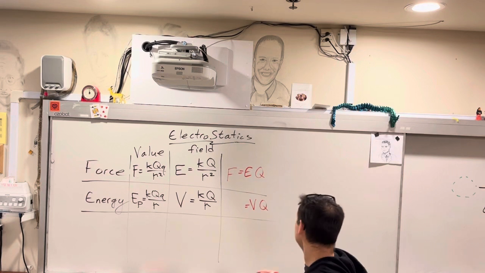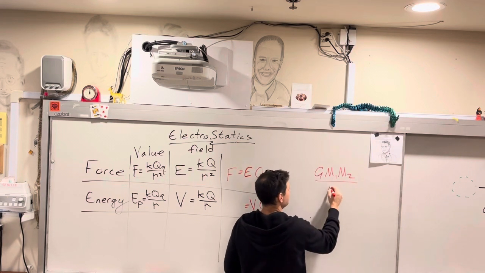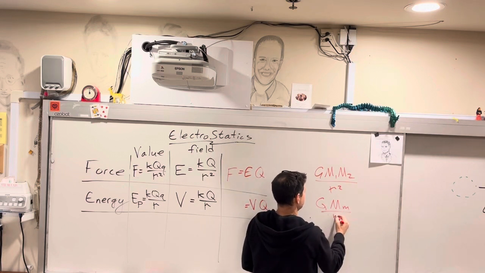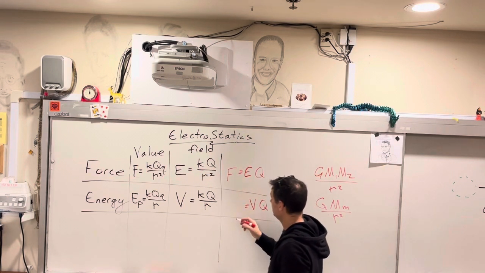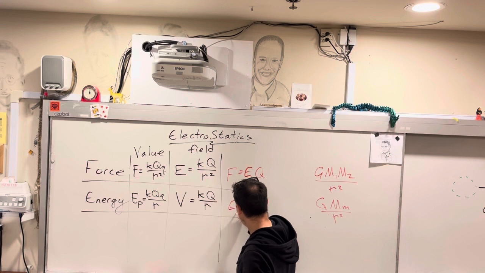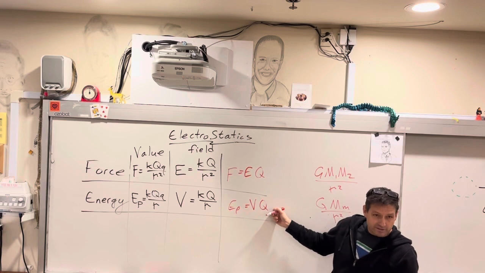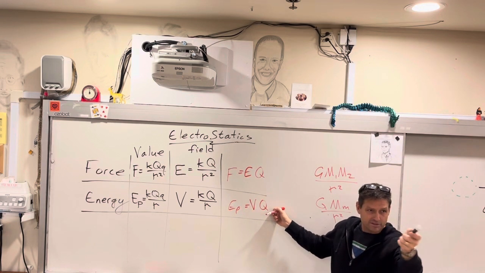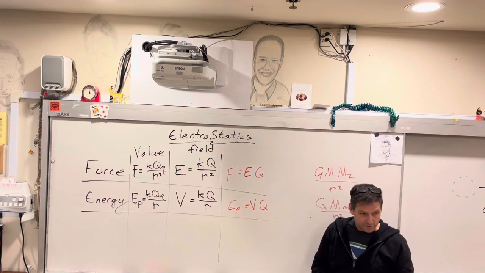It's like if you have GMM over R squared, you could say GM1 M2 over R squared, right? Yeah. Or you can just say big G. I just do it like this because it avoids some subscripts. So it's the same with this one. So V times Q is going to equal potential energy, right? So there's one at the back like this as well. So you have the EP is KQQ over R, and it's this third black and yellow one. So it's EP over Q equals voltage.